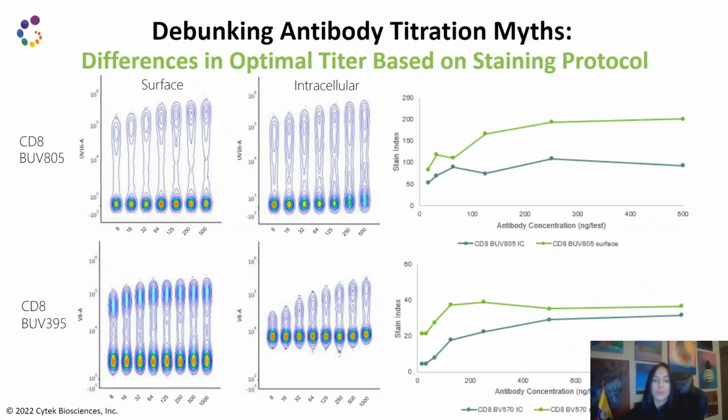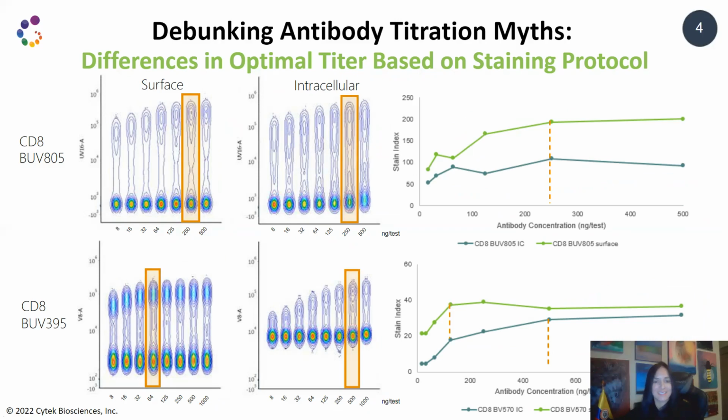Now showing you the same marker, CD8, how different it could be using the same clone just across conjugates. Surface, on top, BUV805, surface versus intracellular. They look pretty similar when we compare those concatenated plots. In terms of stain index, also similar. Same optimal concentration, a little bit better for the surface staining since the positives are tighter, or the MFI is going to be higher.